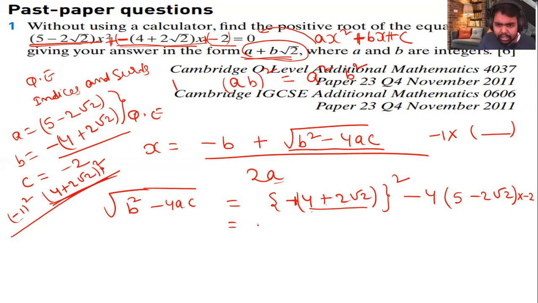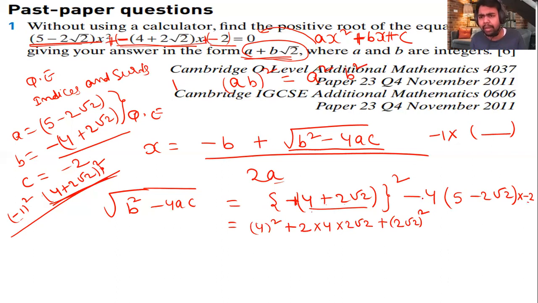It would be a square, that means 4 square, plus 2ab, so I'm going to write 2, my a is 4, and my b would be 2 root 2, plus b square, my b square is 2 root 2 whole square. Okay, now I am going to solve this one. Here we have minus 2 and here we have minus 4. When minus 2 and minus 4 are multiplied, they give me plus 8. And when plus 8 is multiplied here by 5, it gives me plus 40.